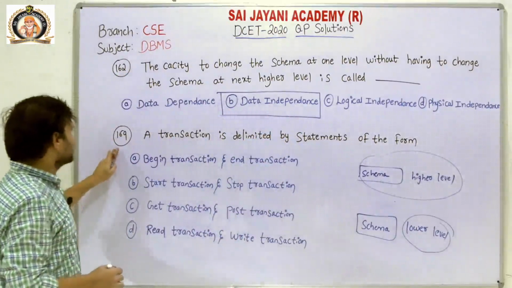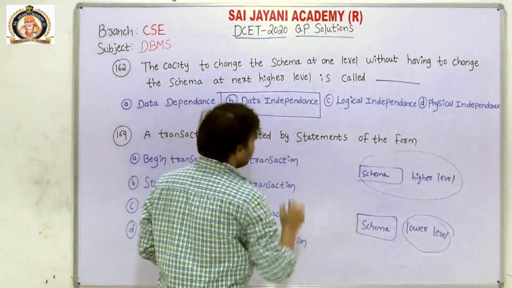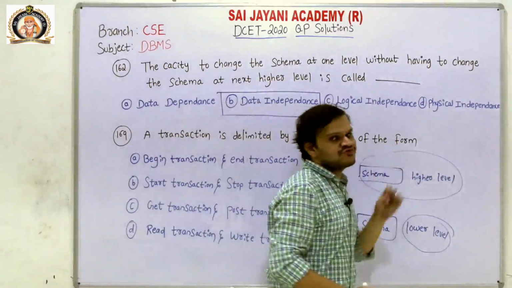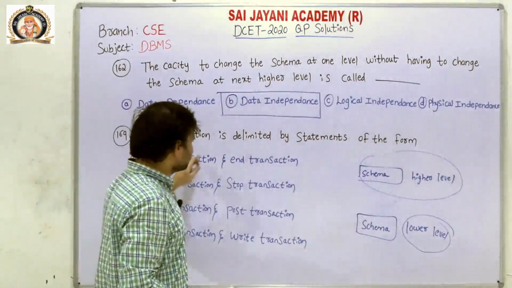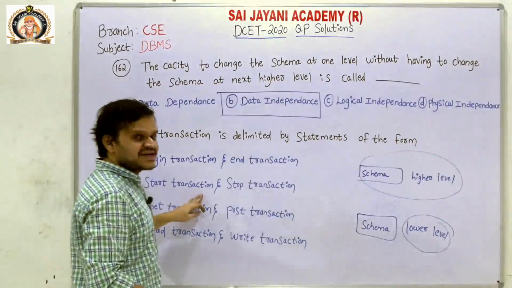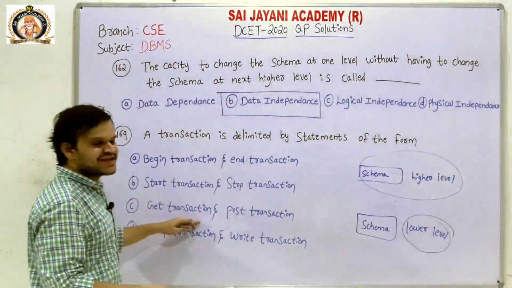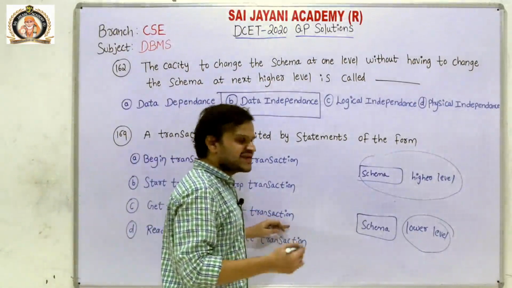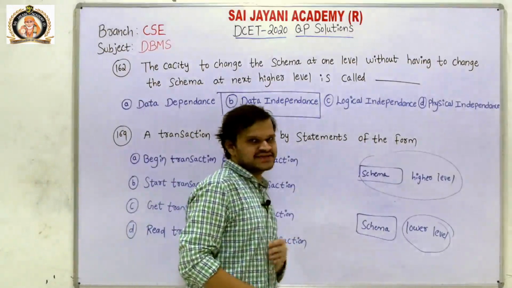Move on to question number 169. A transaction is delimited by the statements of the form. We have four options. Option A, begin transaction and end transaction. Option B, start transaction and stop transaction. Option C, get transaction and post transaction. And option D, read transaction and write transaction.